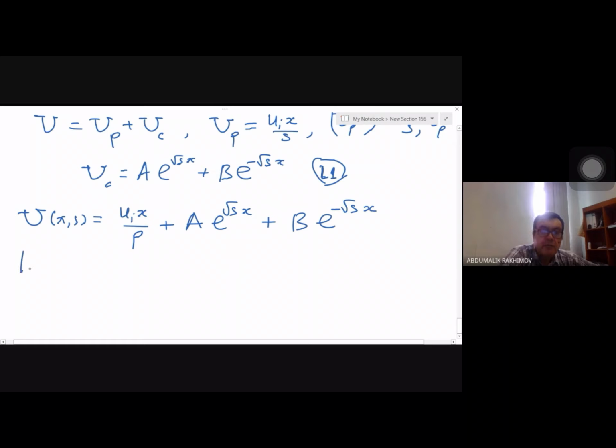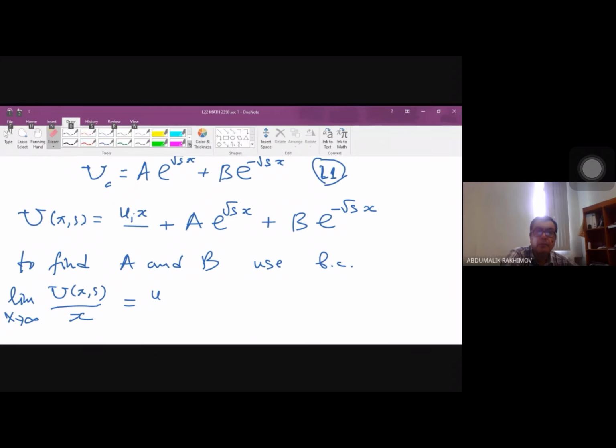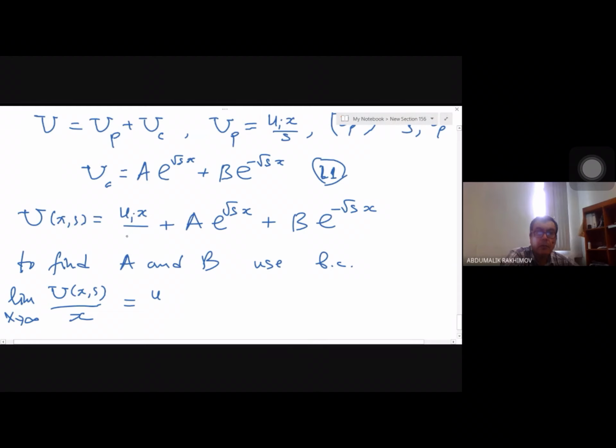Then to find A and B, we will use the boundary conditions. We have two boundary conditions. Let's start from the second one. So what was the second? The second was this one: the limit when x goes to infinity of u x s over x, right? So you have to divide by x. If you divide, it will be u1, oh, this is not p, this is s. This will be just u1 over s, because x will cancel with this x.